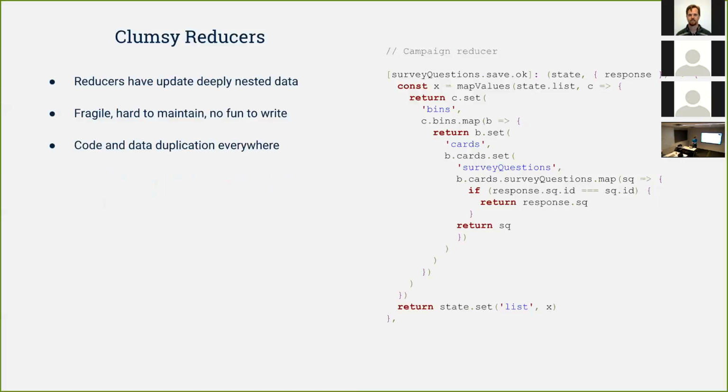And worst of all, there's a lot of code duplication. So this is in the campaign reducer, we have to worry about survey question updates. Because every time survey question updates, we need to update each campaign in case their survey card has changed. So there's also a survey card reducer, which does a similar thing. And maybe there's also a bin reducer, which does a similar thing. And maybe also a card reducer, and all these things are sort of doing the same thing, but not exactly.